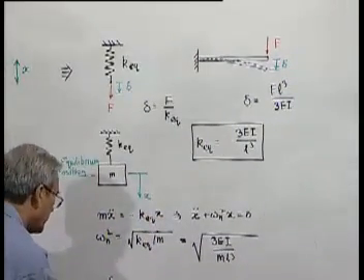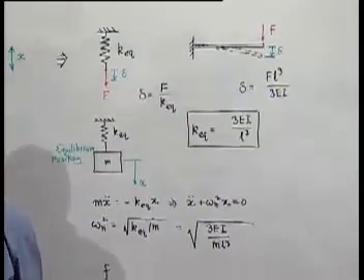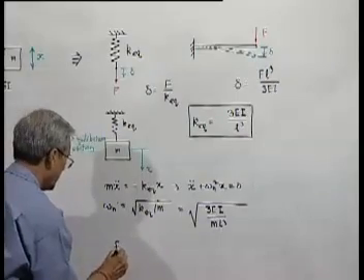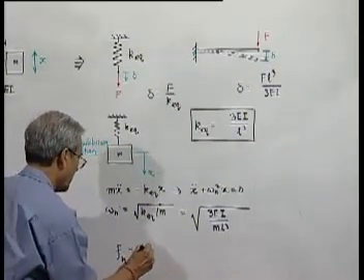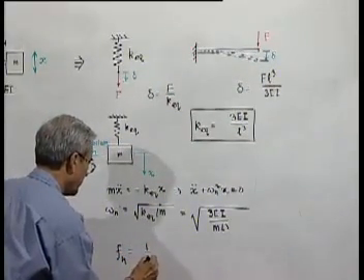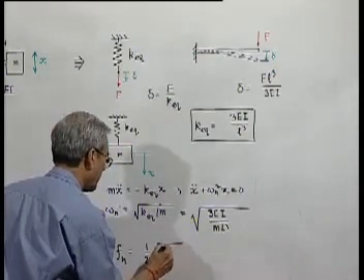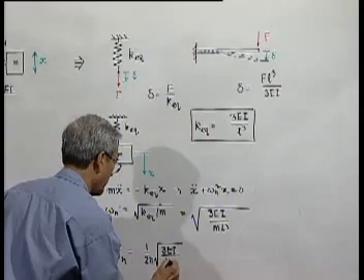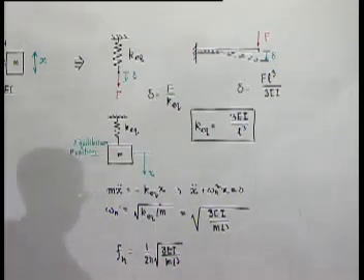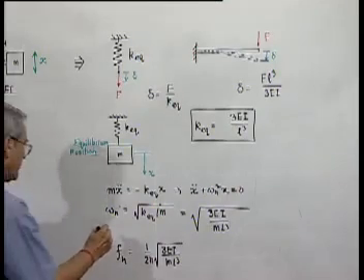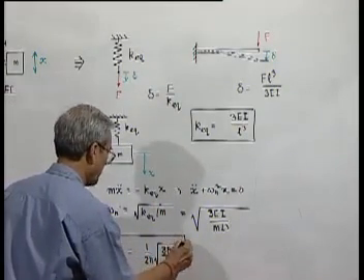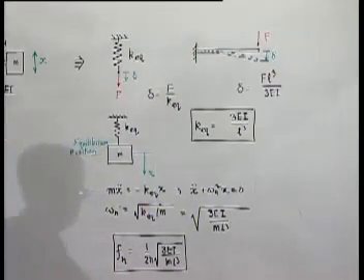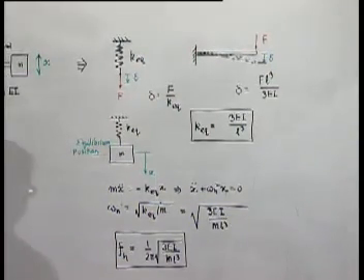So, this is nothing but root of 3 E I by m L cube, and the frequency is equal to 1 by 2 pi times that. So, for a cantilever beam, the natural frequency of oscillation when it carries a block of mass m at its free end is given by this quantity.